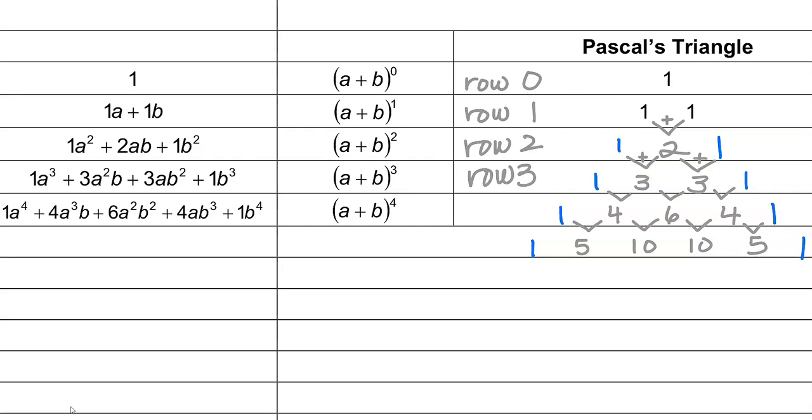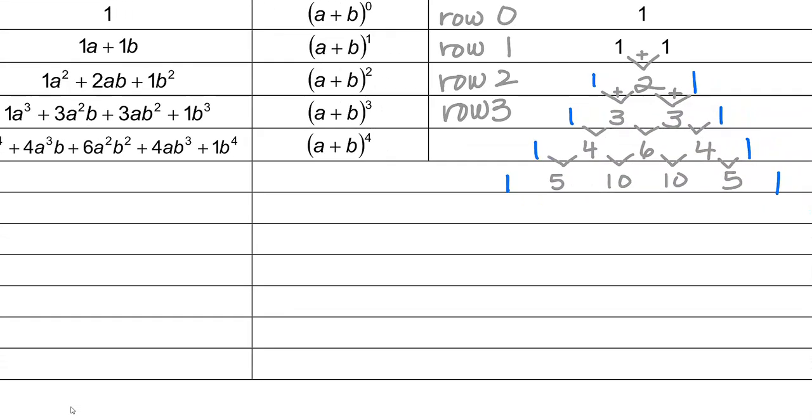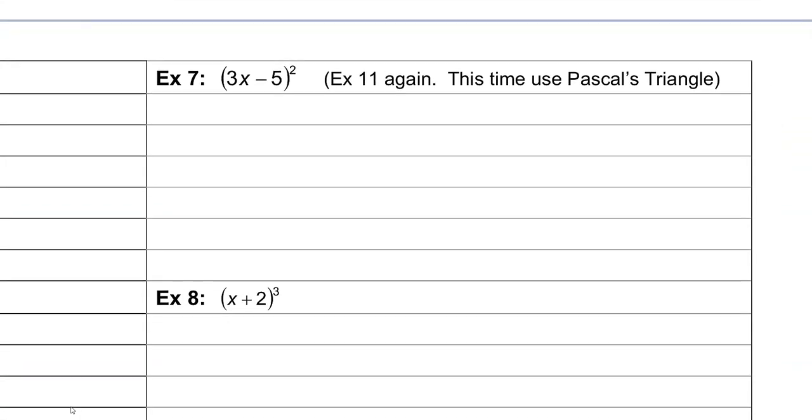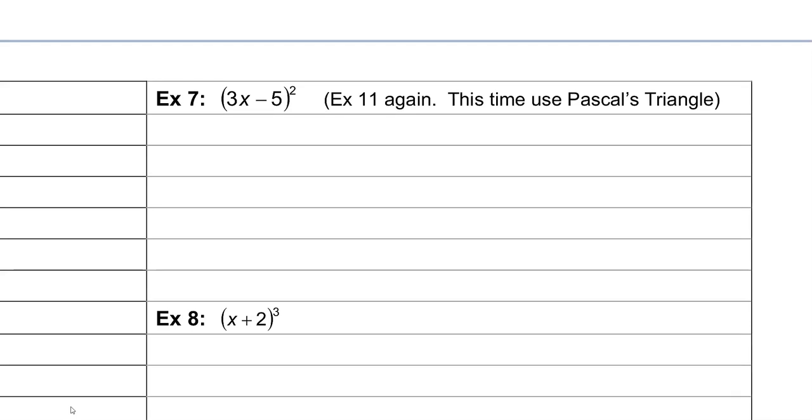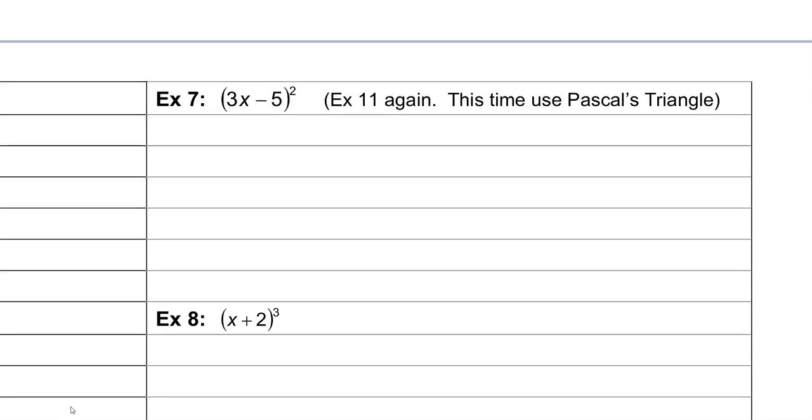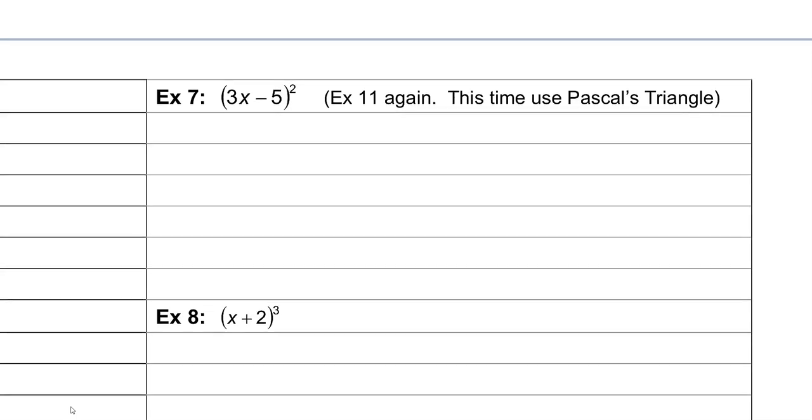So let's do example 7 again. It says example 11 again. It's actually example 6 again. So we have here, it says example 11 again. I need to fix that because it's not example 11 again, it's example 6 again, okay?